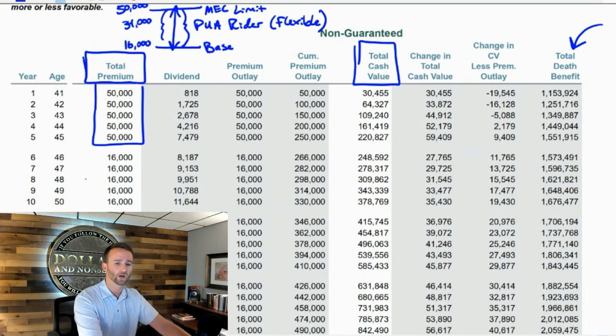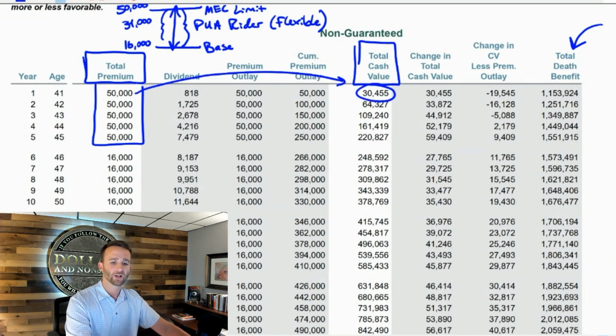So you'll notice in year one, we put in $50,000 of premium, but our cash value was only $30,500. Now, this is just an example, by the way. I really hope no one's looking at this and saying, this is my policy. There are a lot of different ways to build out policies that I'm not showing in this one example. But no matter which way you decide to build a policy, some things remain true.